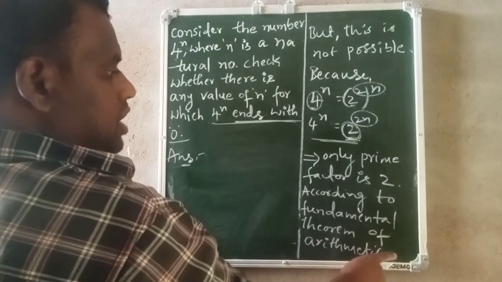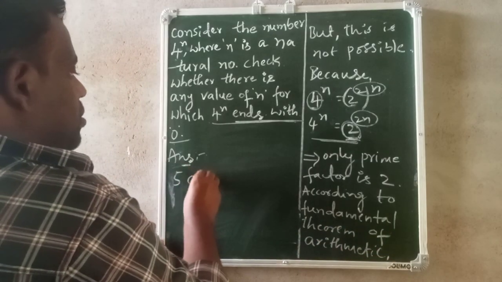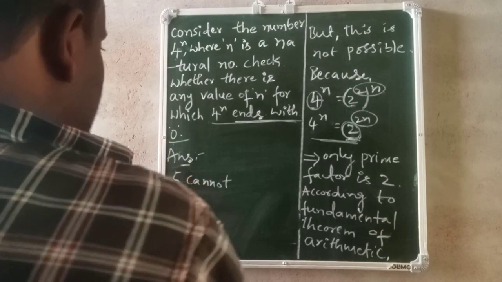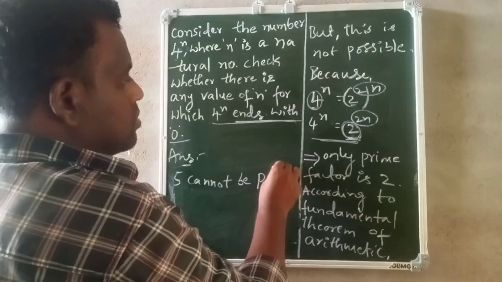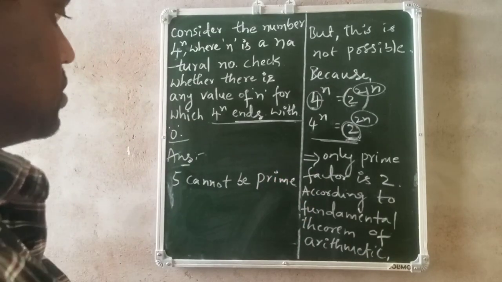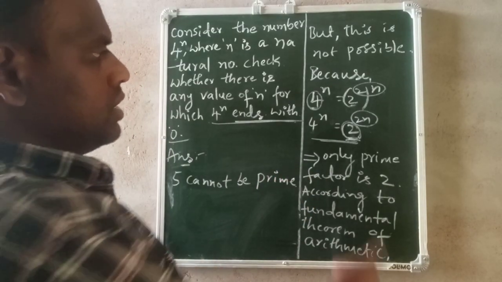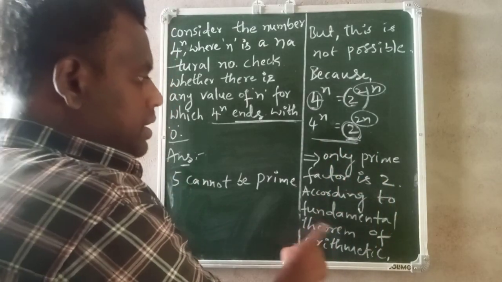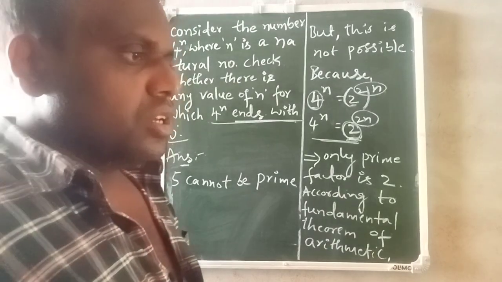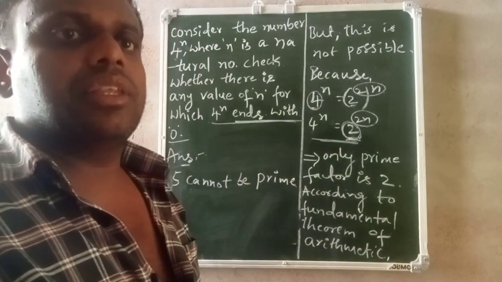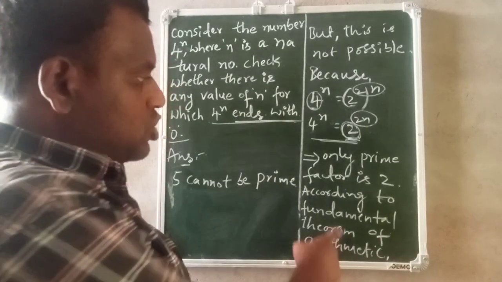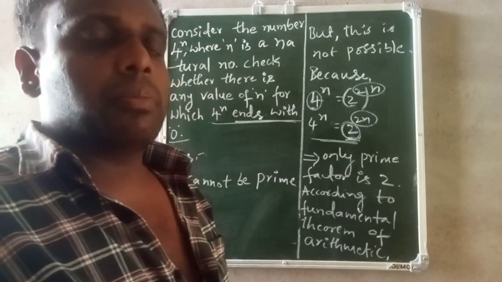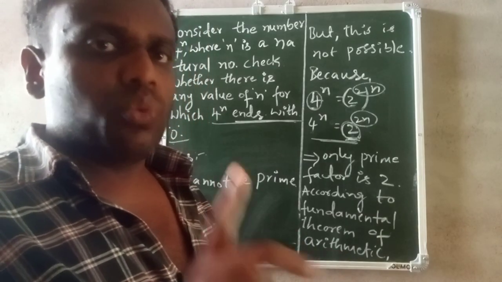See, according to the fundamental theorem of arithmetic, 5 cannot be prime. So this I will explain. Here, because of this equation, the only prime factor is 2. But what the fundamental theorem of arithmetic says is that there is only one way to write the prime factors of any number. That is the statement of this.